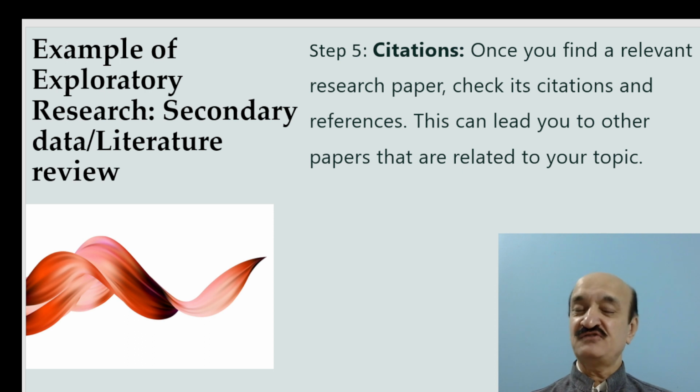Then the citations, which are extremely important in academic research. So once you find a relevant research paper, then you should look at citations and references. These references and citations will lead you to more such papers on the specific topic, which may not have really appeared in your search. So it becomes easy to further get into the details of search by using citations and references. So this can lead you to other papers that are related to your topic.